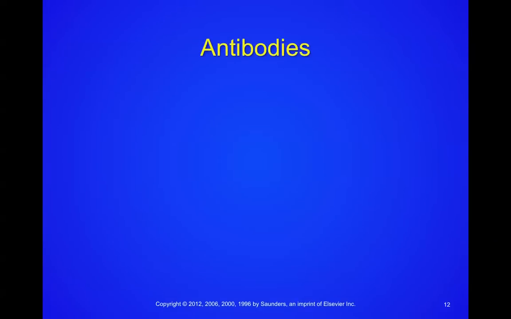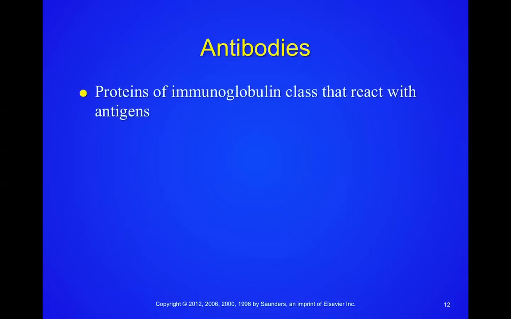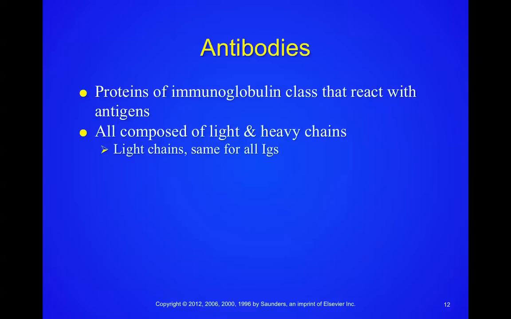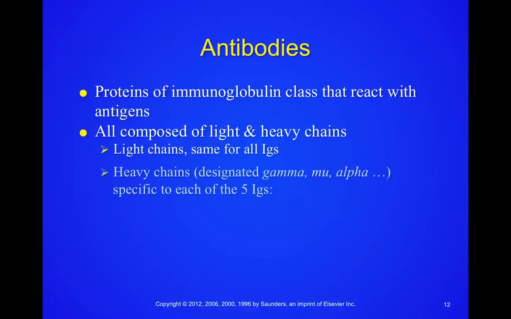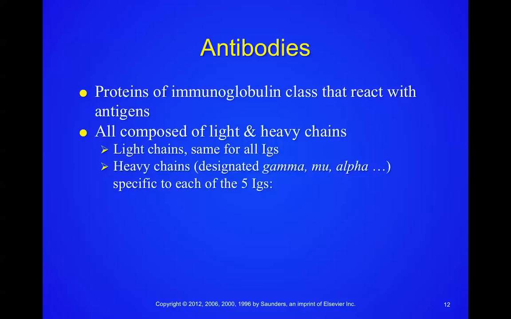Antibodies are proteins of the immunoglobulin class that react with antigens. All are composed of light and heavy amino acid chains. The light chains are the same for all the IGs. The heavy chains, designated gamma, mu, alpha, epsilon, and delta, are specific to each of the 5 IGs. IgG is the main defense against infection. It's the most abundant Ig and the only one that can cross the placenta.